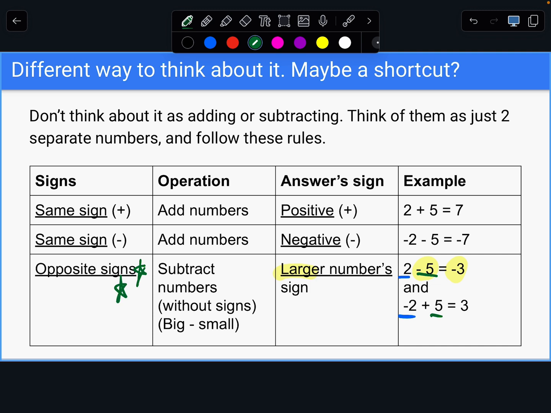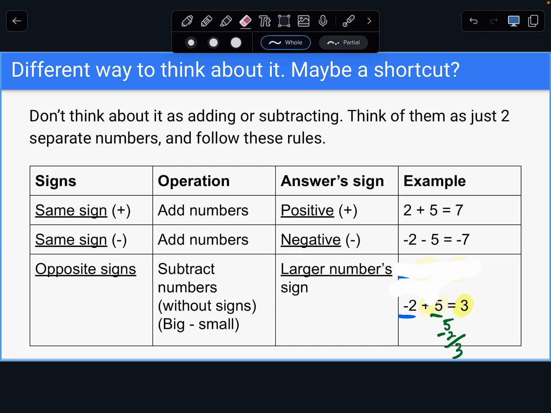We still subtract the numbers, big minus small, so we're still doing 5 minus 2, which is 3, but now we're taking the sign of the bigger number. This time the bigger number is still 5, but the bigger number is positive, so that means our answer is now positive. Okay, so don't think about adding or subtracting.